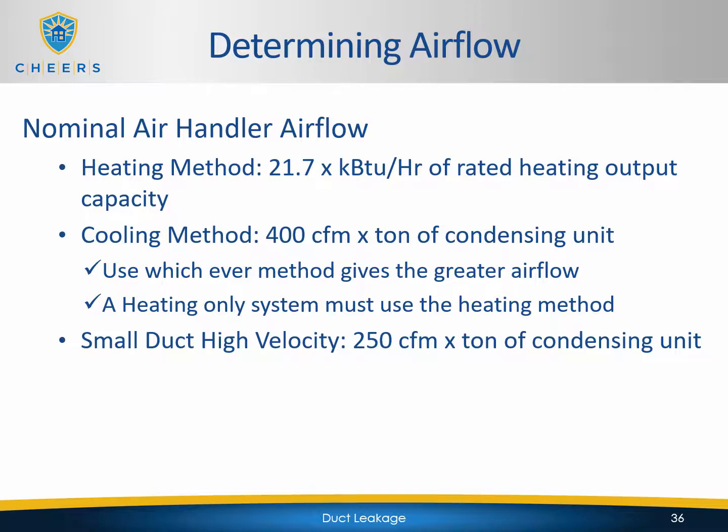If you're using a heating only system, you must use the heating method because there's no condensing unit to get the tonnage from to use the cooling method. So yeah, most often you're going to use cooling method, and it's going to be 400 CFM per ton to get that nominal air handler airflow. But every now and then you're going to be using that heating method, and even more rarely, there's not a whole lot of small duct high velocity systems out there, but you may come across those at some point during your inspections.